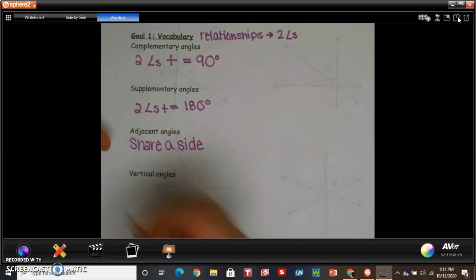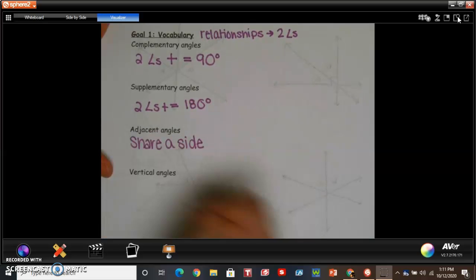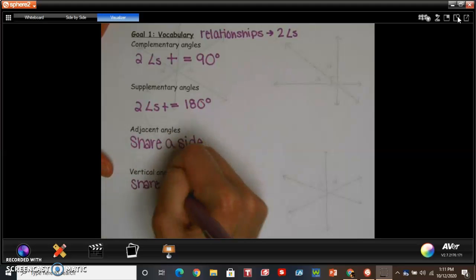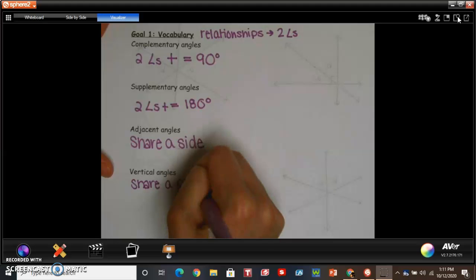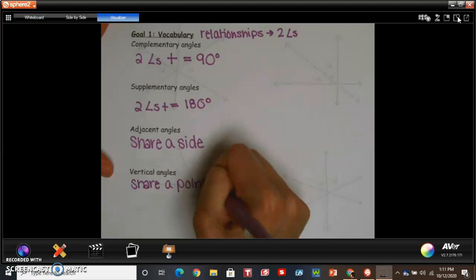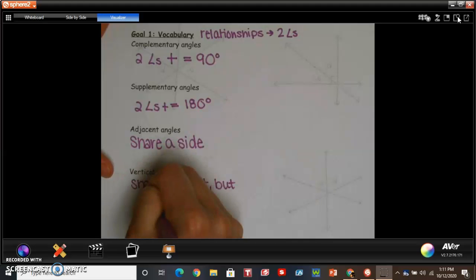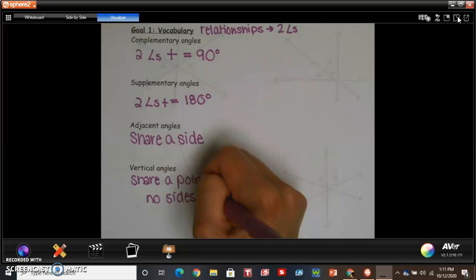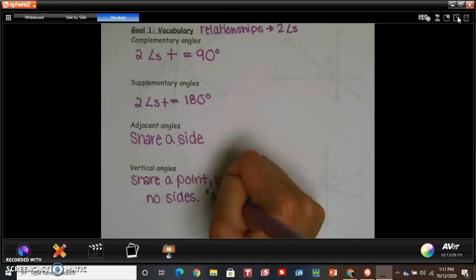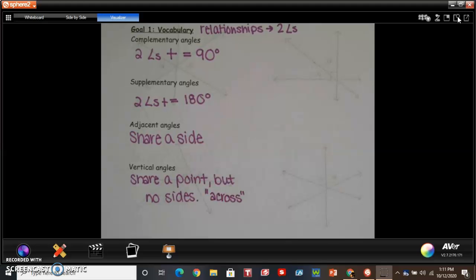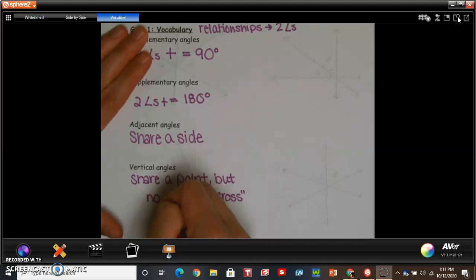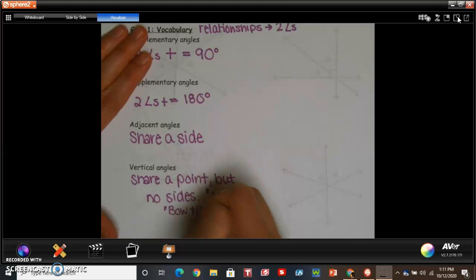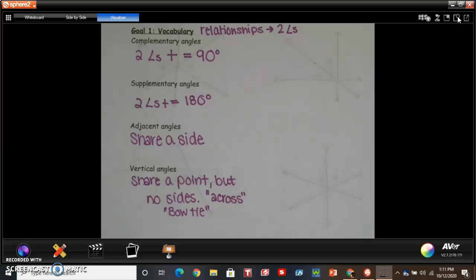Vertical, this is whenever they share a point, but no sides. Other things you can think of for vertical is they're going to be across from each other. And what I like to tell my kids is to always look for a bow tie. It's one of my little tricks, the bow tie.